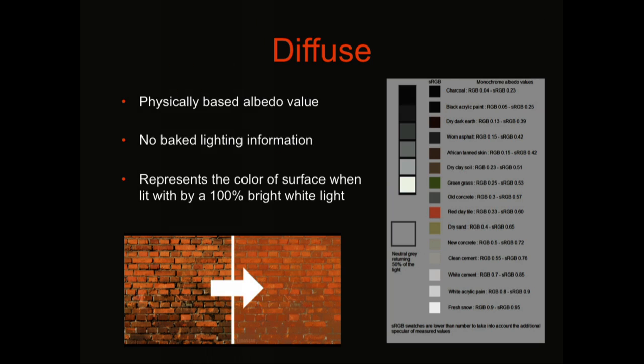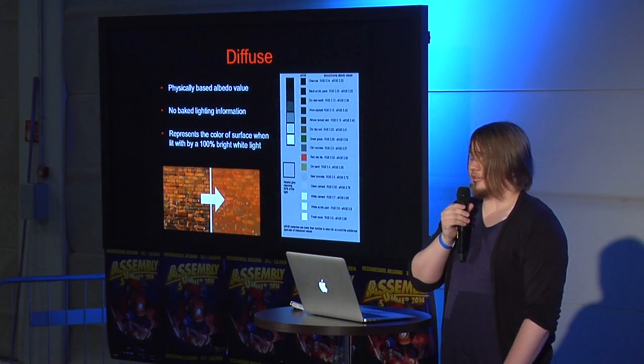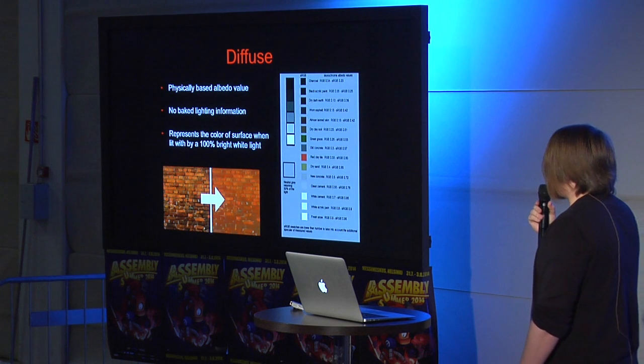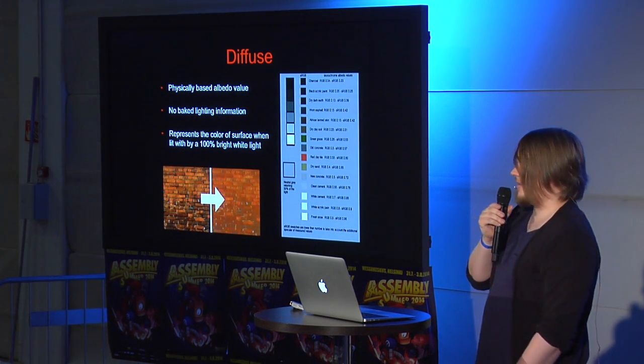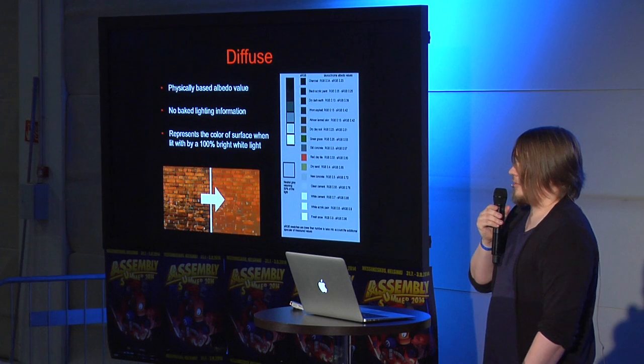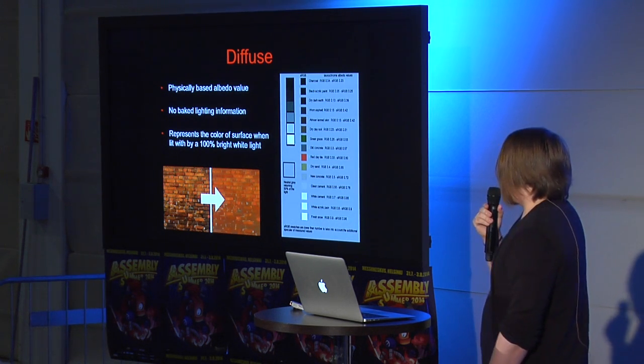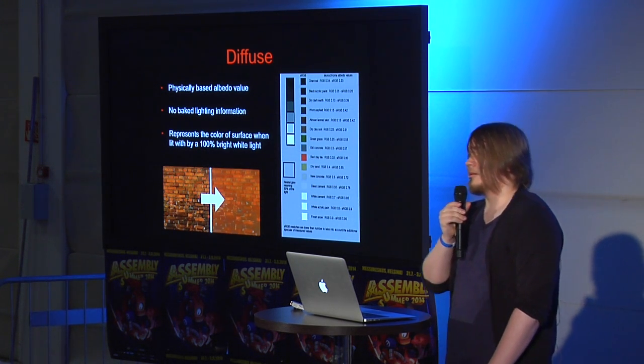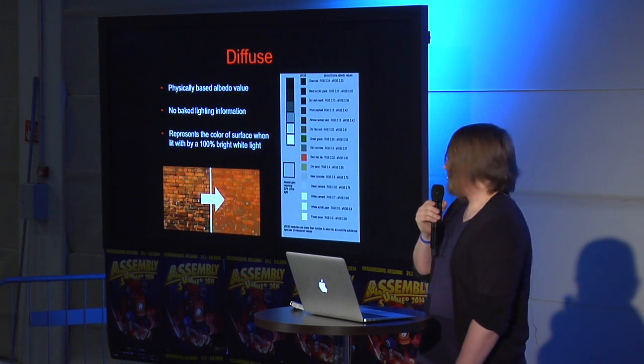A diffuse map should represent the color of the surface when lit with a 100% bright white light. As you can see, there's an image of a brick wall or a brick texture converted to a physically based rendering brick wall. All the shadows and highlights have been removed, and the saturation and contrast have been lowered as well. So it matches pretty well that red clay tile albedo.